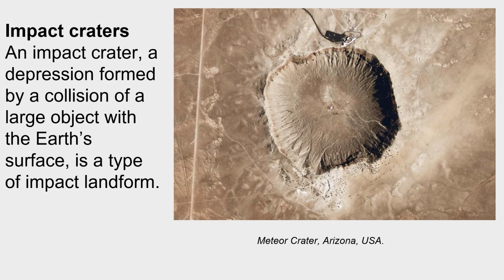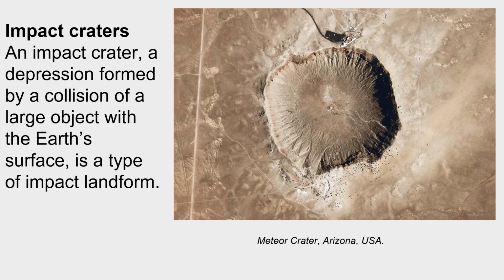Impact craters. Whenever a space object comes and hits a planet or Earth or any other body, it forms a hole. That hole is basically called a crater. An impact crater, a depression formed by a collision of large objects with Earth's surface, is a type of impact landform. Okay, that is where a meteor hit the Earth in Arizona, USA. That's a photo of it, obviously.